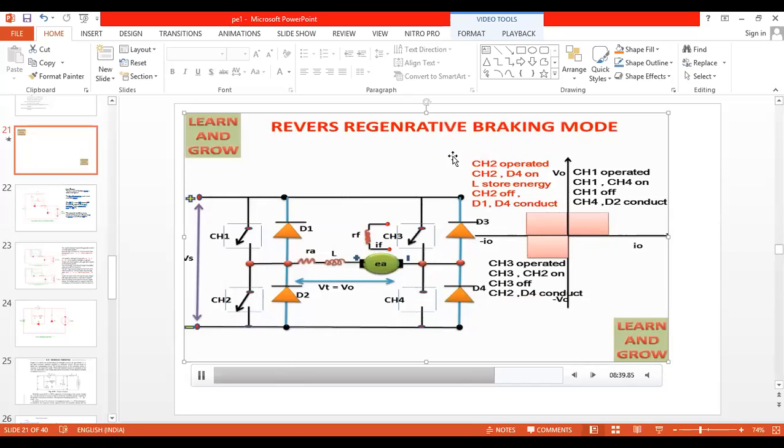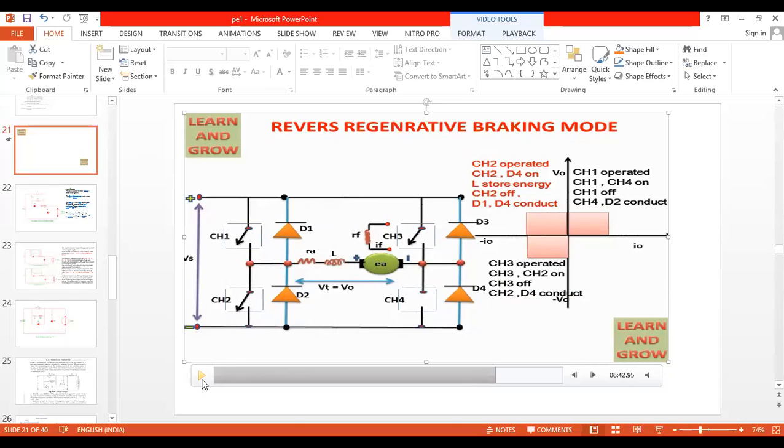Now you can see reverse generating braking mode. When you apply the brakes to the electric vehicle, the motor will act as the generator. When you are applying the braking condition, automatically the back EMF of the motor will be greater than the supply voltage. Now the machine acts as the generator.